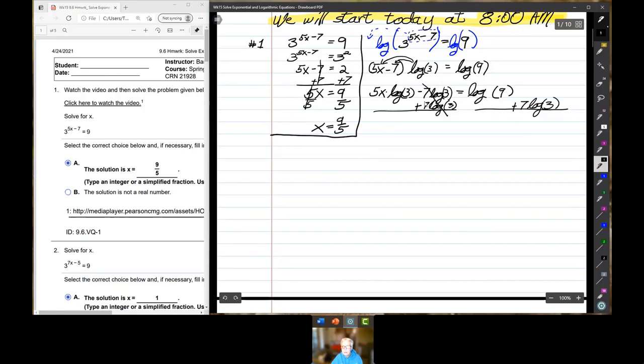Now, these zero out, leaving me with, all right, 5 is just a number. Log 3 is just a number. It's customary to put numbers in front of the x, so that's what I'm going to do. 5 log 3 times x equals log 9 plus 7 log 3. Now I'm going to divide both sides by 5 times log 3.